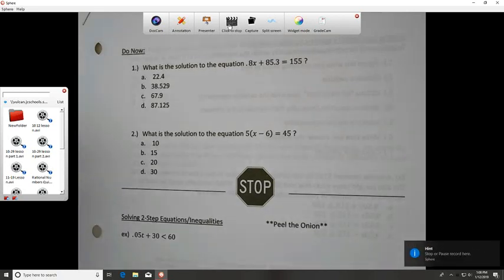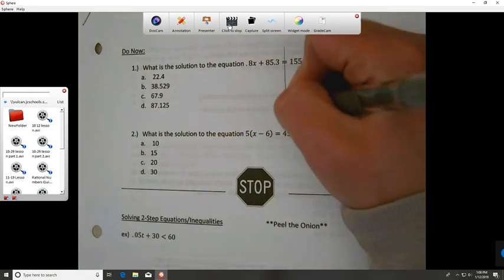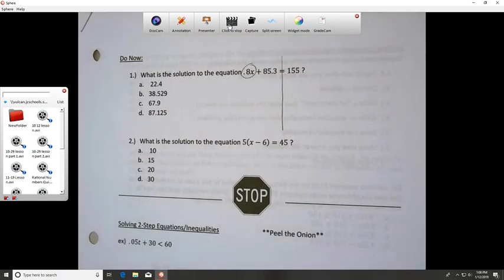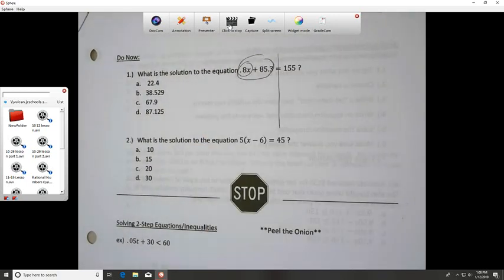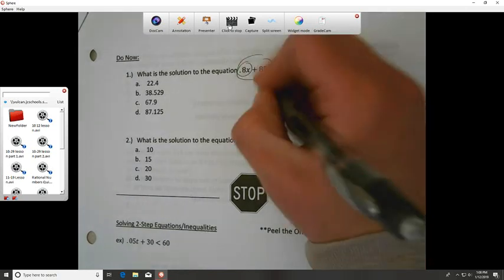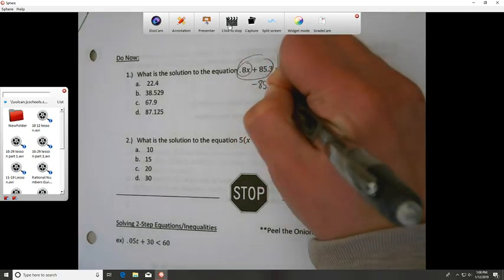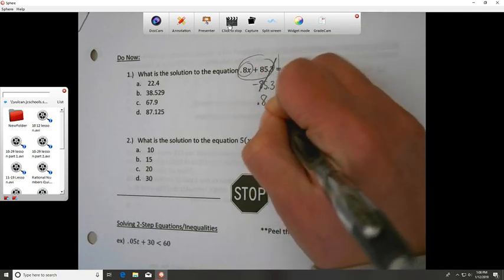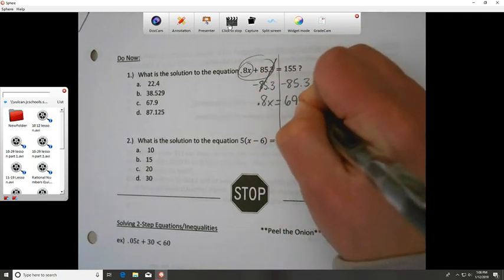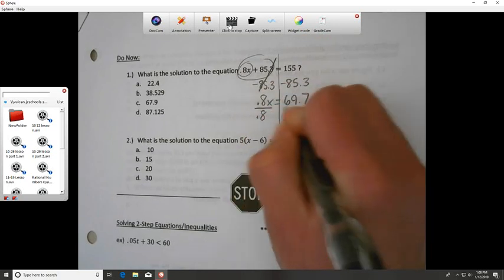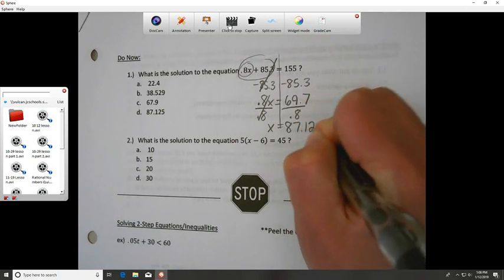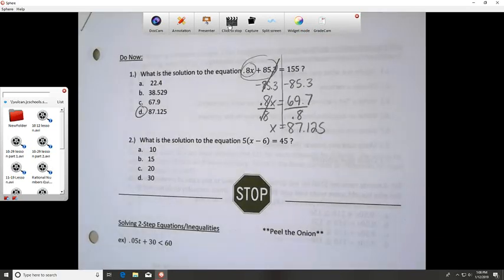Alright, so for the first two questions here, you're just solving the equations. So for number one, if you imagine your two layers, your inner layer is the 0.8x, outer layer is the plus 85.3. So we're going to subtract 85.3 from both sides. We get 0.8x equals 69.7, and then we're going to divide both sides by 0.8, and you should end up with x equals 87.125, which is choice D.